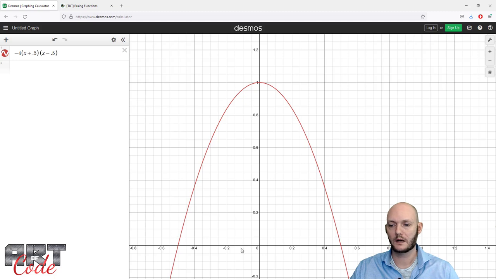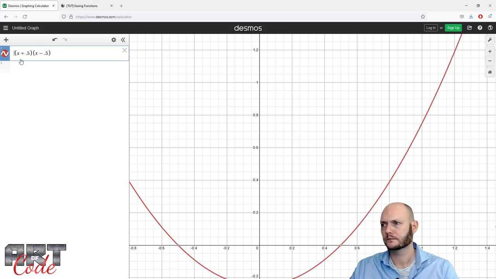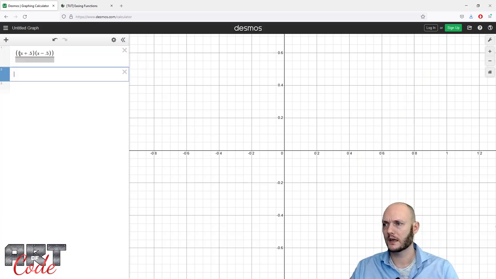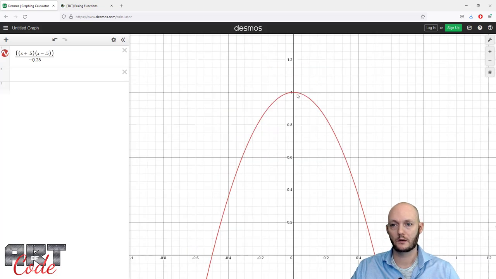But that depends on how far these points are apart from each other. And so we have to figure out a way how we can always normalize a parabola like this, regardless of where the base points are. And so let's think about it. So what we need to do in order to get this normalized is divide this entire thing by minus 0.25, right? So we have to divide this entire thing. Let me just put some brackets around it. To divide this by minus 0.25. That is how you normalize it, right?